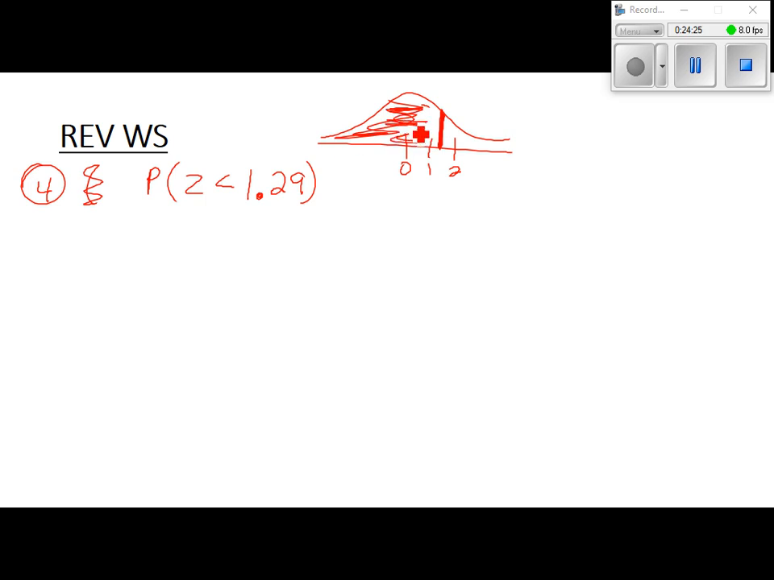So if we're sticking this into our calculator, what are we gonna stick in? Negative, whatever number you want, and then 1.29. Do we need the mean and the standard deviation? Nope. No, it's 0.9014. Everybody agree with that?